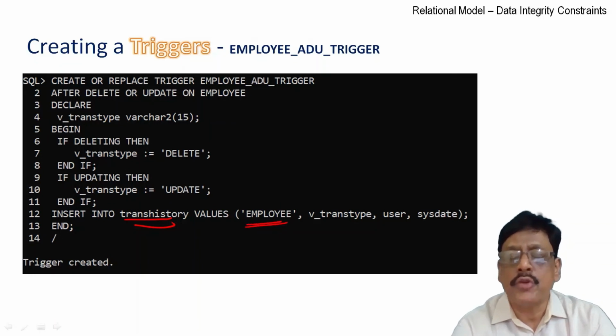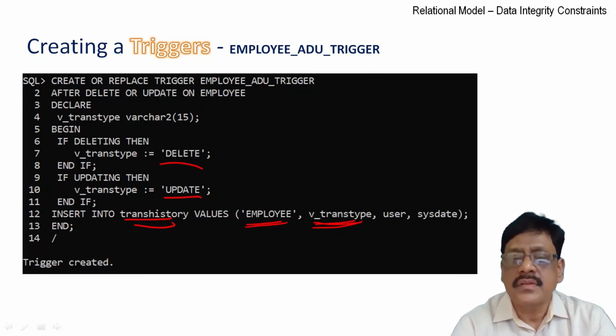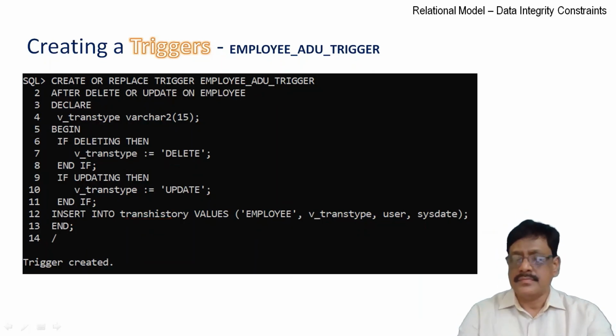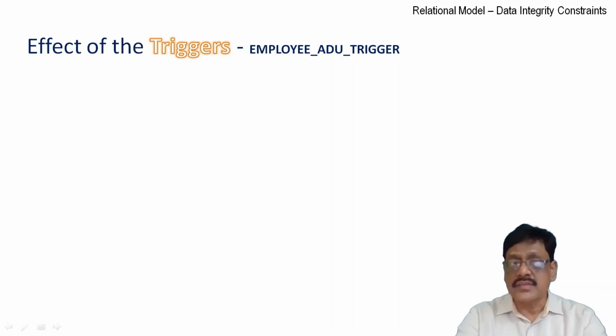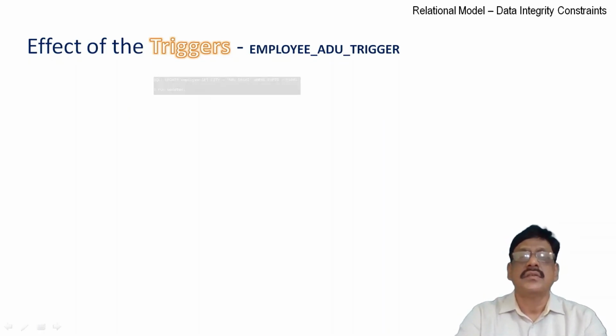The table name is employee. The transaction type is v type, either delete or update. Then the username and the system date. What is the effect of triggers? Let us learn the effect of triggers.